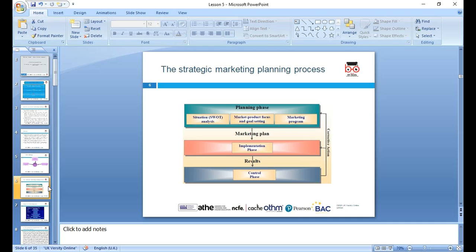The strategic marketing planning process, planning phase. When you make the strategy, you look around: SWOT analysis, market, product focus, and goal setting. We need a marketing program. Then you need a marketing plan, implementation phase, and then result and control. Control and planning should work together.